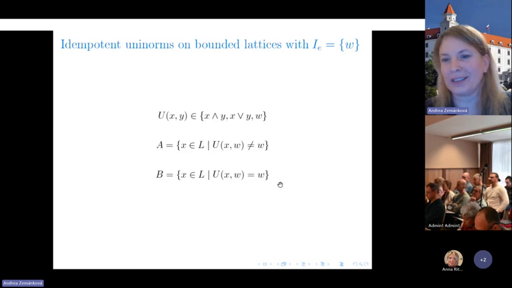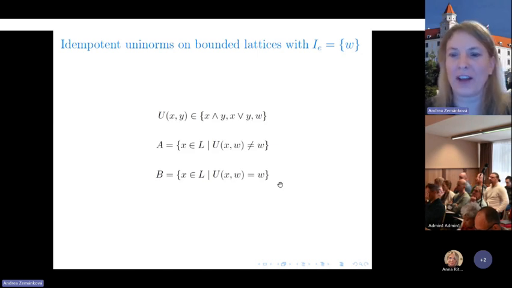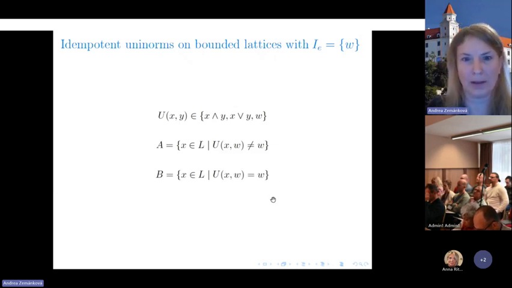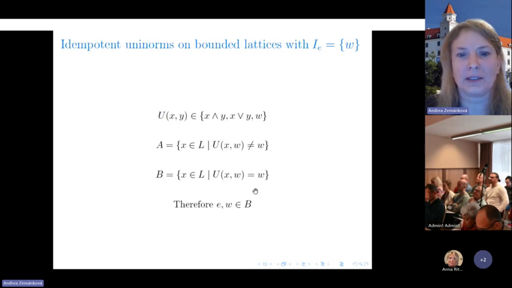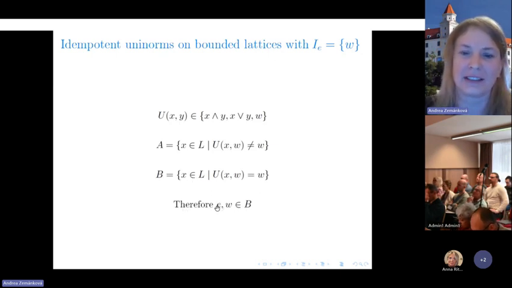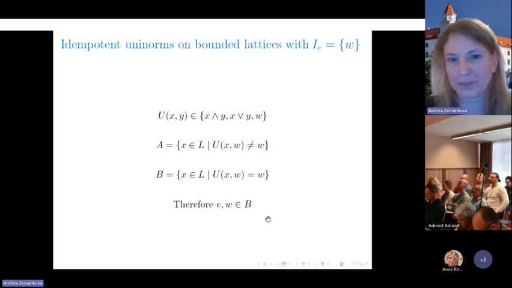So I think that you already see that even though we have added only 1 point, it is much more complex than in the case when all points are comparable with the neutral element. Okay, it is clear that the neutral element and W belong to the set B.